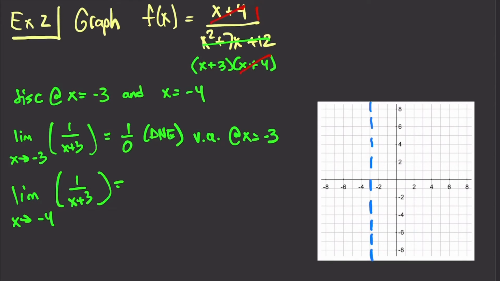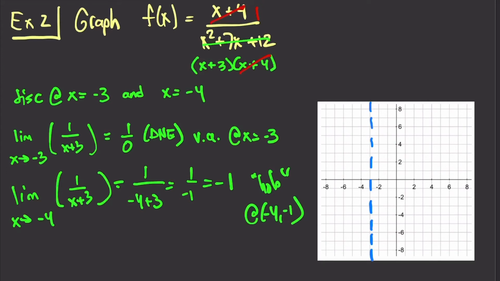But now check this out. For this one, if I plug in a -4, I get 1 over -4 plus 3, 1 over -1, that's -1. So now what this tells me is I have discontinuity, but the limit exists. So if you think back to types of discontinuity, that's going to be point discontinuity. All right, so graphically, that tells me I have a hole in the function at -4, -1. So on the graph, I'm going to put an open circle on that coordinate.